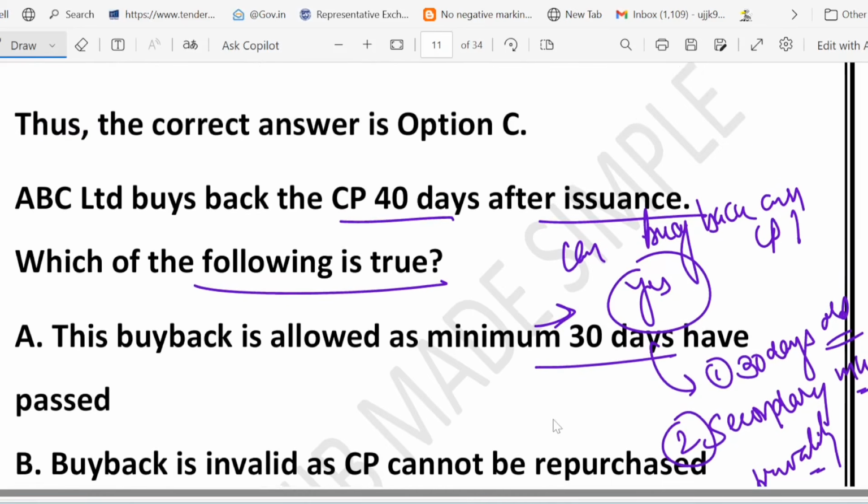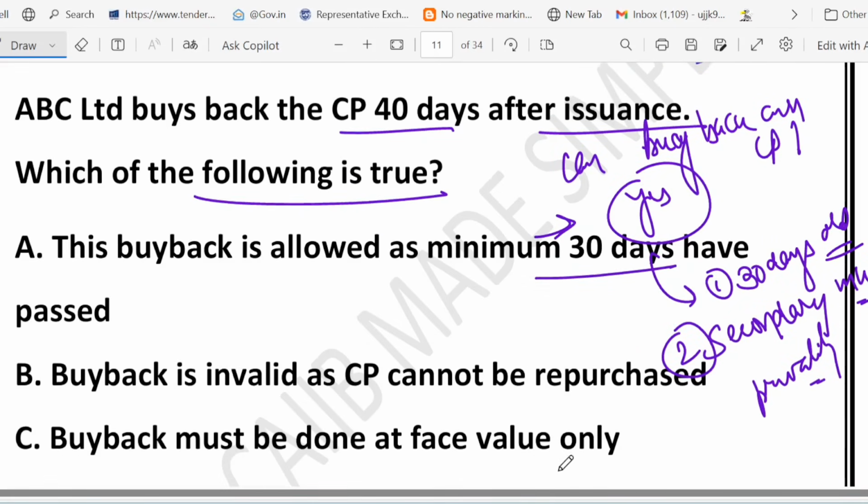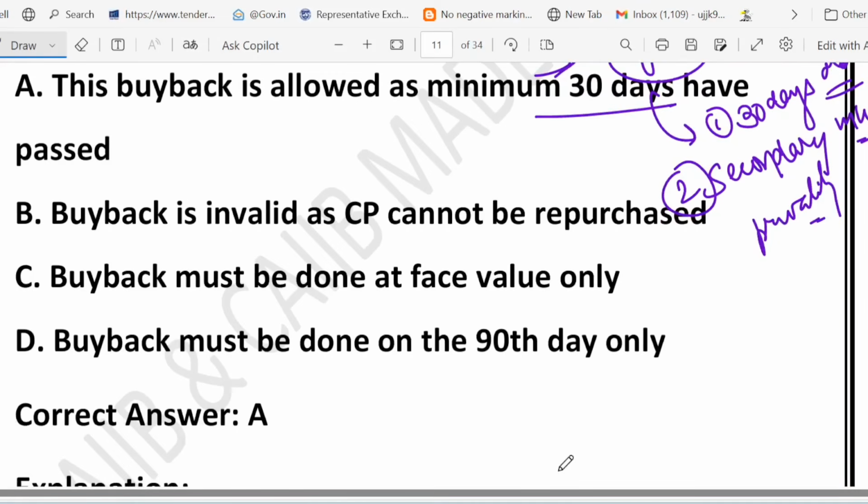Now as per the RBI rule, you must remember that buyback of CP is allowed through the secondary market only. First point, it must be done after 30 days from the issue date, and it is always done at the market price, not necessarily at the face value. Now in this case, what we are observing is that CP was issued for 90 days.